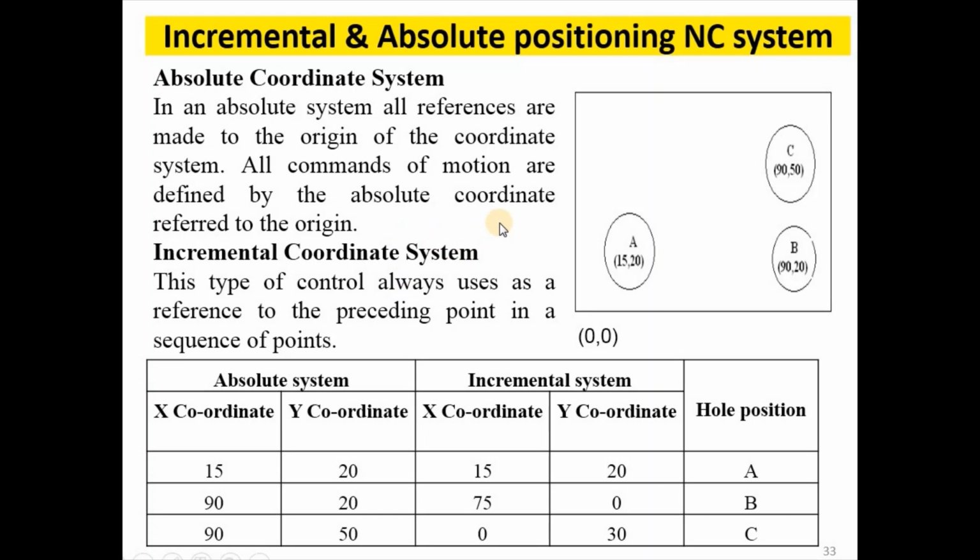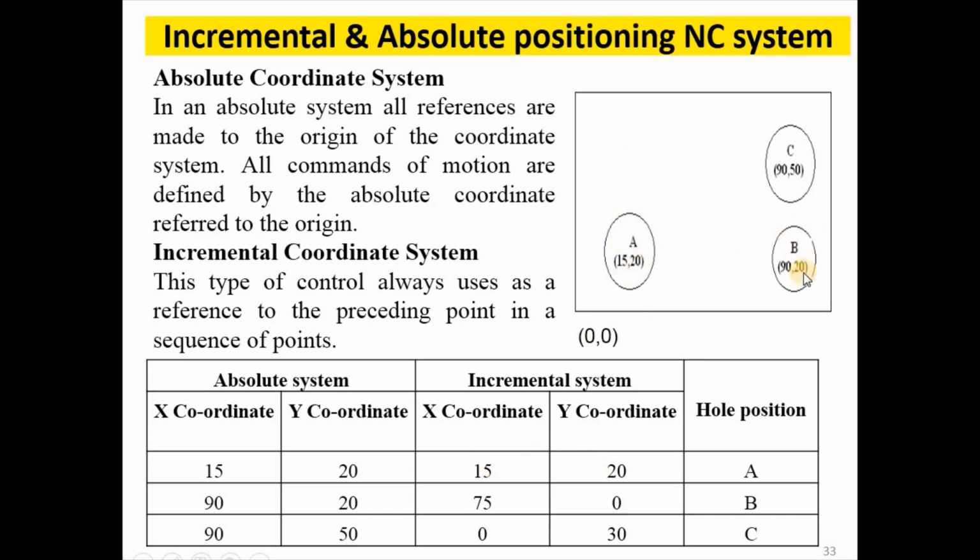For the incremental coordinate system, we have to follow the preceding point's coordinates, meaning point A when drilling at B, and point B when drilling hole C. You can see here, if we want to create hole A, we simply enter the coordinates of the first hole A, 50-20.